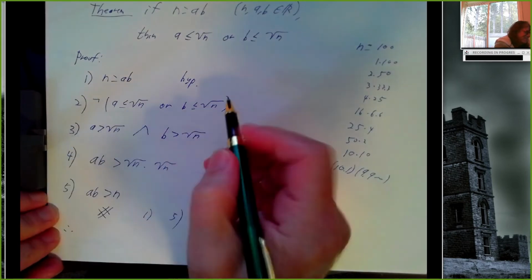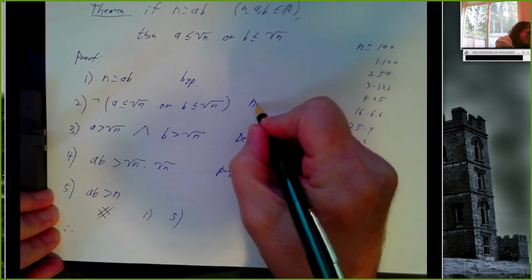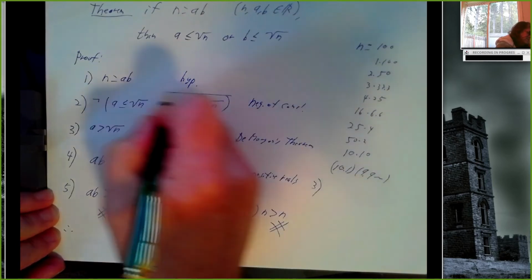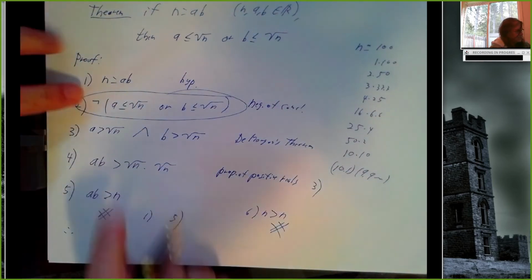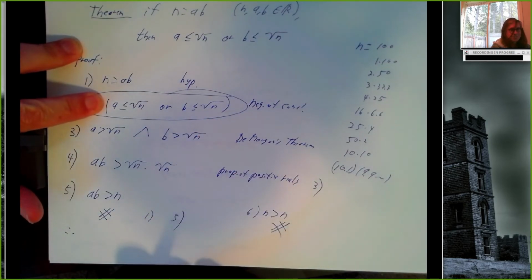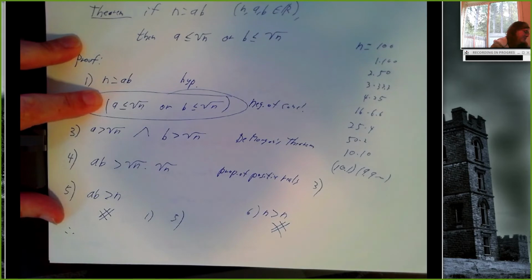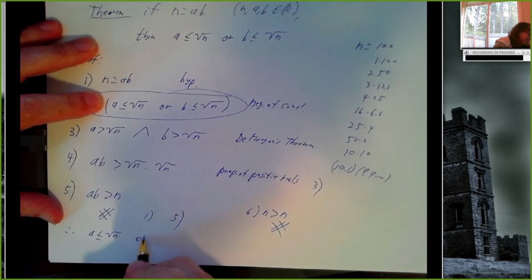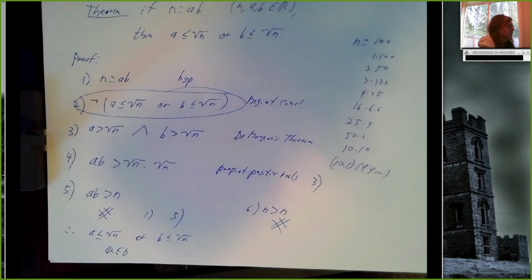Therefore, so this was negation of conclusion. Same deal. Since this proposition is false, this proposition is true. And so we can write that proposition: A is less than or equal to square root of n, or B is less than or equal to square root of n, and that's what we were trying to show. And so there's your proof.